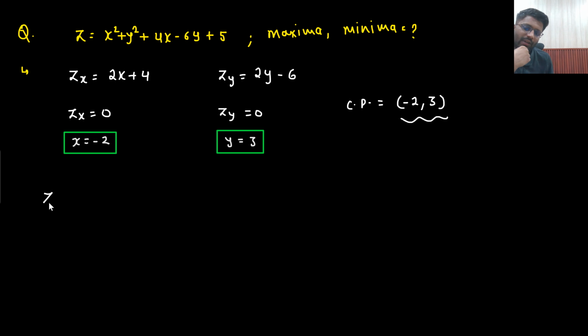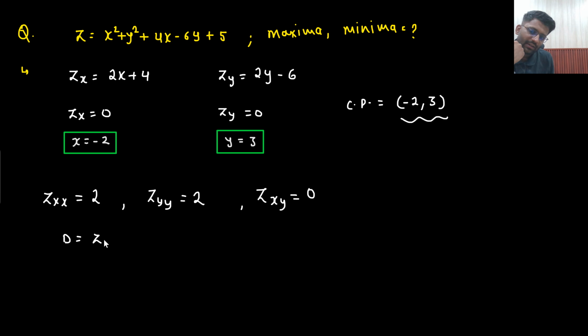Now what I am supposed to find out? I am supposed to find out zxx. What is the value of zxx? That is 2. What is the value of zyy? That is also 2, right? And what is the value of zxy? This should be differentiated with respect to y, 0. What will be the value of d? D is zxx, value is coming out to be 2. Zyy, differentiation with respect to y, 2. Zxy, that means this should be differentiated with respect to y. So 2x plus 4 will be constant only, answer is 0.